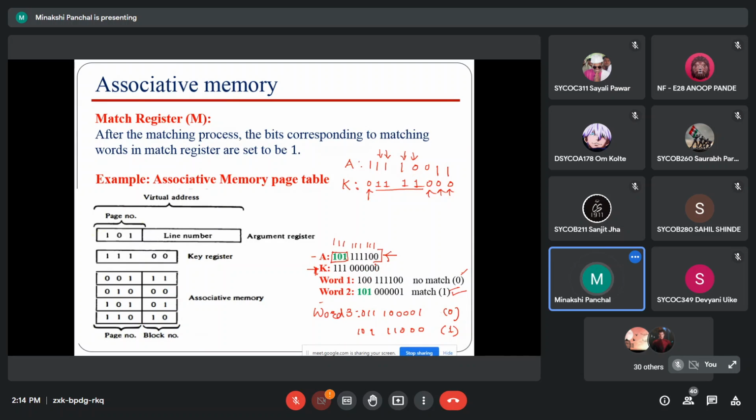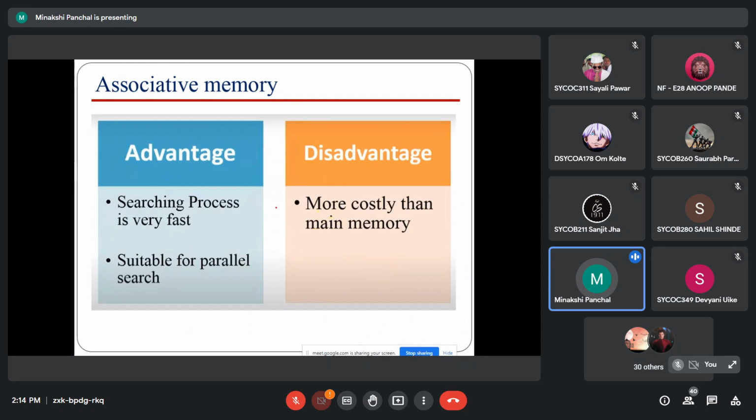Where it is 0 0, there is no need to check this, but where 1 1 1 is coming, you compulsorily have to check. So that should be matched with the associative memory. So by using such a concept, actually the words can be identified.